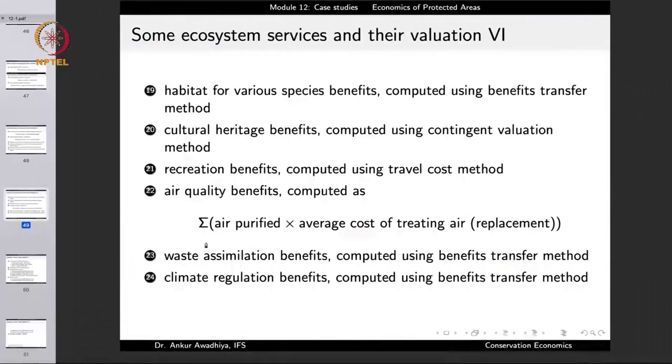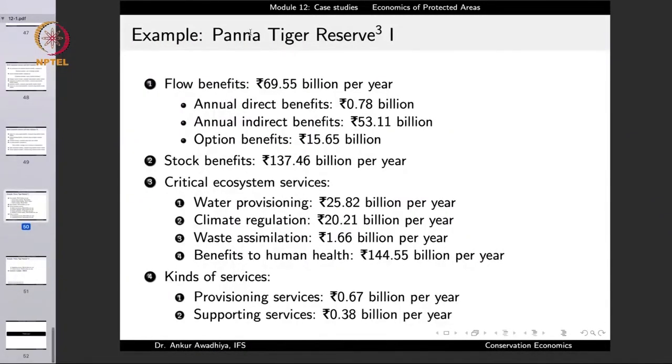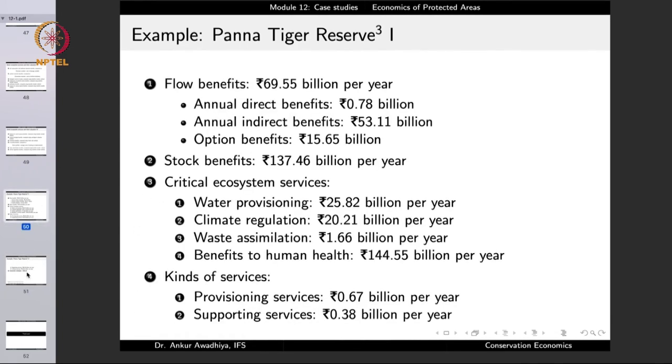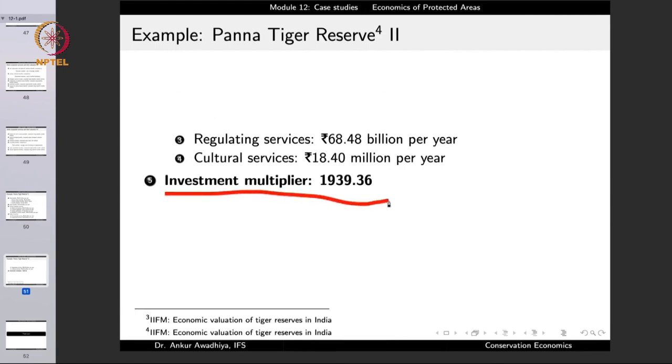Now, what sorts of results are obtained? So if you look at the valuation of Panna Tiger Reserve, we are getting a flow benefits of around rupees 70 billion in a year, of which direct benefits are 0.78 billion, indirect benefits are 53 billion, option benefits are 15.65 billion, stock benefits, critical ecosystem services, kinds of services. So in total, what we are getting is that we are having an investment multiplier. So we can add up all of these different benefits and then we can figure out what is the investment multiplier.